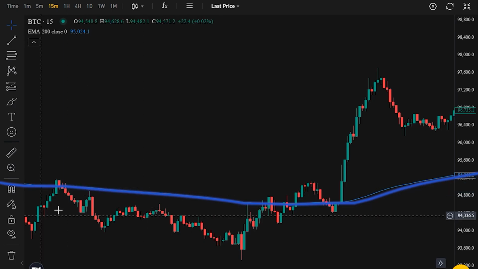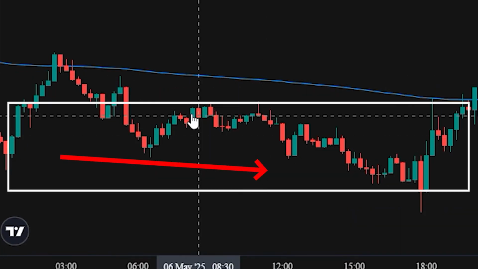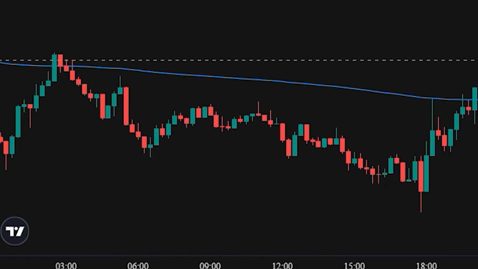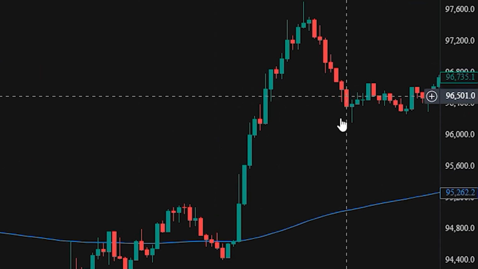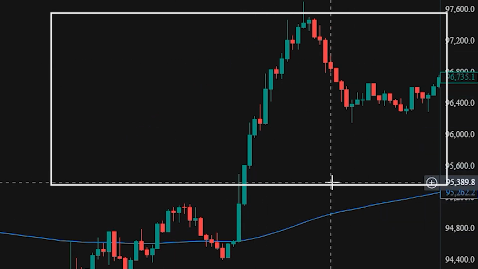That is, if the chart is below the moving average, we open trades only downwards. We only use down signals, we skip up signals. Conversely, when the chart is above the 200 moving average, we only use up signals and skip down signals.